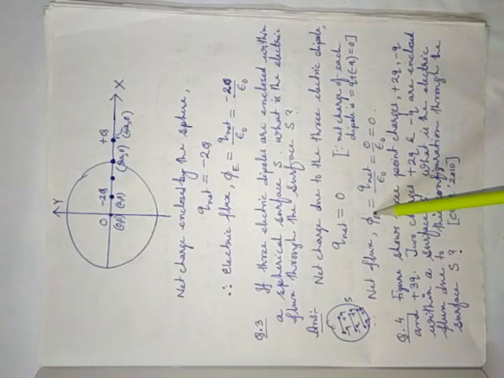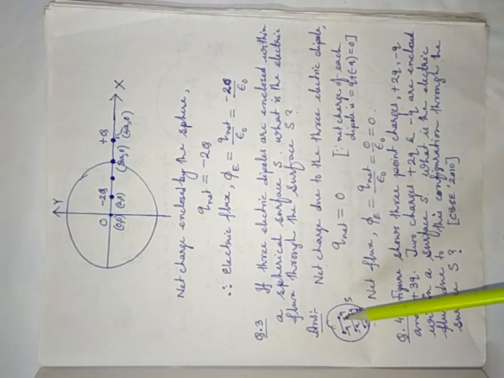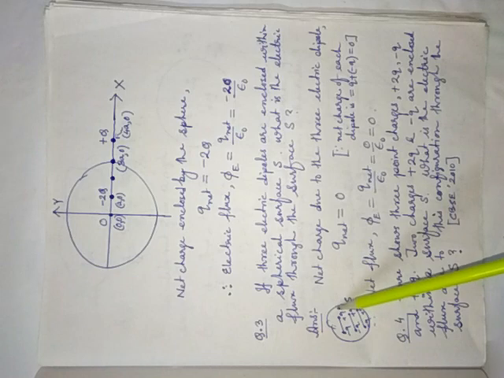Ultimately, what is the net flux? Phi equal to q net divided by epsilon naught. Q net is 0. 0 divided by something is 0. That means net flux is 0. This type of question may come to confuse you, but you have to remember one thing: whether it is 1 dipole or 1 crore dipoles, ultimately the net flux through this sphere is 0. Okay. Next question I have taken from CBSE.